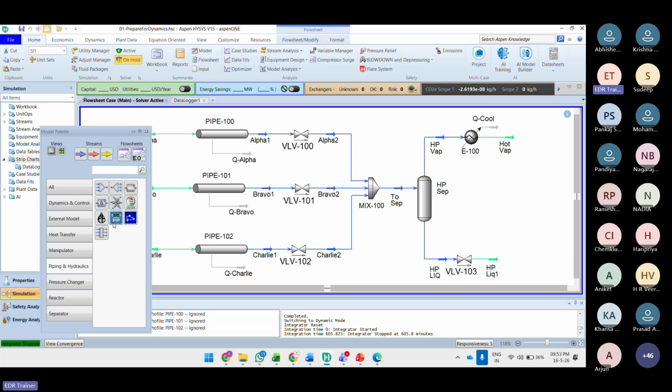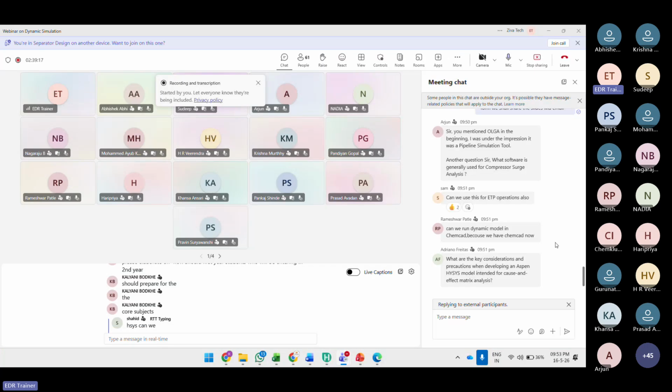So Olga and the pipe seam, they help you to do the transient analysis for the pipeline, and then you can integrate, because a lot of people, and it's true also that Olga and pipe seam are much better software for the pipeline simulation transient analysis as compared to HYSYS.